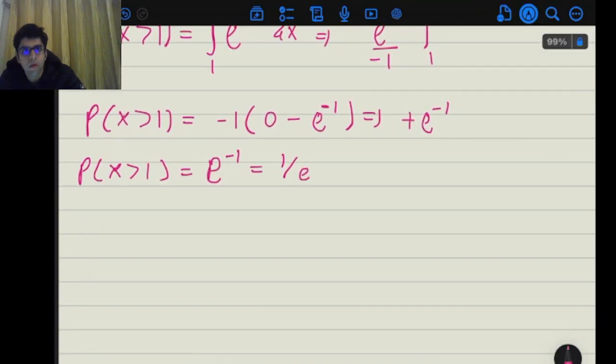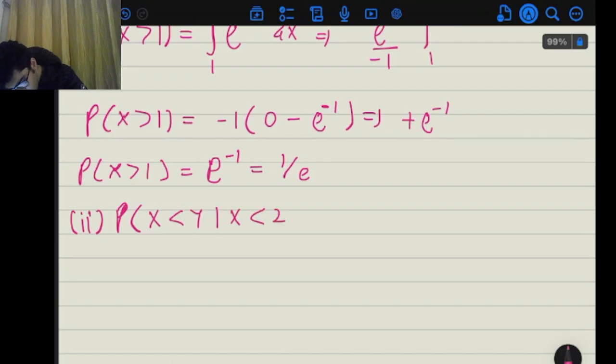Mean the same thing. So the second part says that the probability of x less than y, conditional probability of x less than 2y.